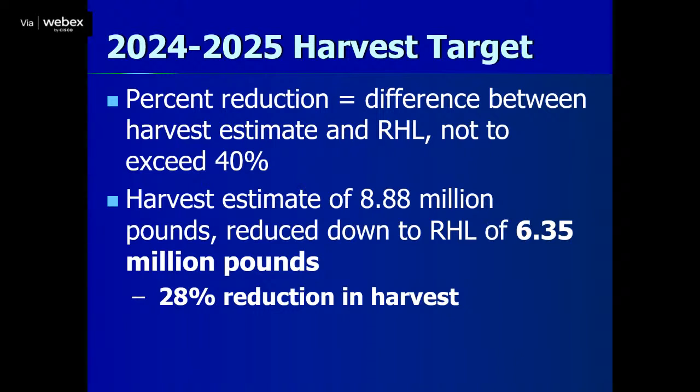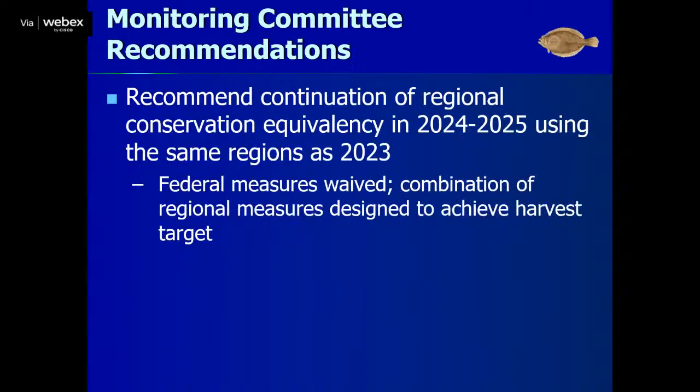So we have a harvest estimate under current measures of 8.88 million pounds. And that basically means we reduce it down to the harvest limit of 6.35 million pounds, and that's a 28% reduction in harvest. So the monitoring committee met actually twice, so I'll talk about their combined recommendations from their November 13th and 14th meeting, as well as an additional call we held on December 7th. So the monitoring committee recommended continuation of regional conservation equivalency for summer flounder in the next 2 years using the same regions. The combination of regional measures would then be designed to achieve that harvest target and achieve that coastwide 28% reduction.